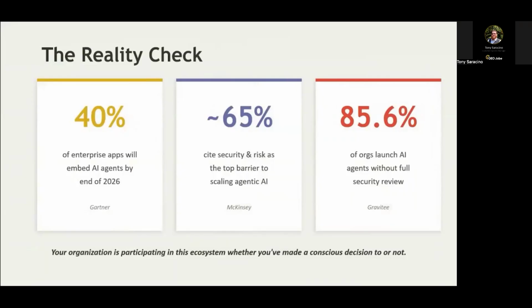And here's one that really gets me. 85.6% of organizations are launching AI agents without a full security review. That means the vast majority of teams are deploying agents that can read, write, and delete data, and nobody is fully vetting what those agents are allowed to do. The bottom line is this. Your organization is participating in this ecosystem, whether you've made a conscious decision to or not. Your team members are using AI tools. Your vendors are embedding AI agents. This is happening.